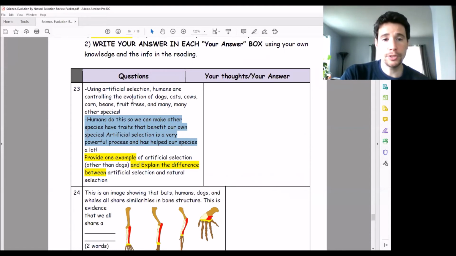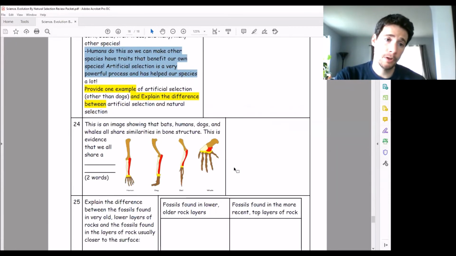So provide one example of artificial selection other than dogs, because I talked about dogs already a lot. You can choose any of these that I gave you, and then explain the difference between artificial selection and natural selection, which you should be able to do by now, okay?